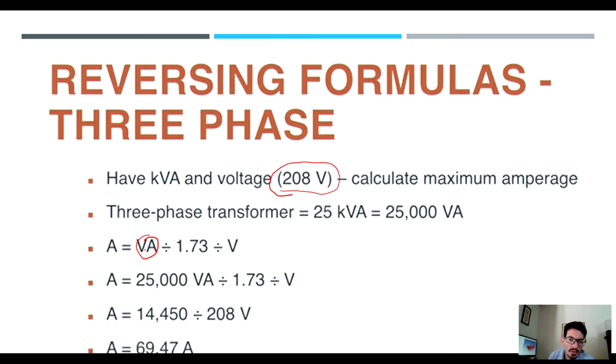This is the transformer part. So we're doing 25,000 volt-amperes divided by square root of 3, divided by the incoming voltage, the one from the line going into the building or to your system, and that gives you an amperage of 69.47 amps. Sorry, not the voltage. This is the current, the amperage that your system is drawing.